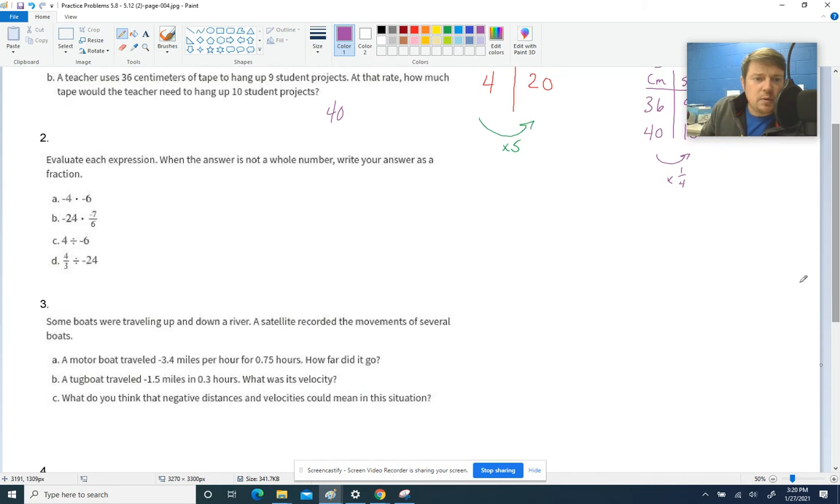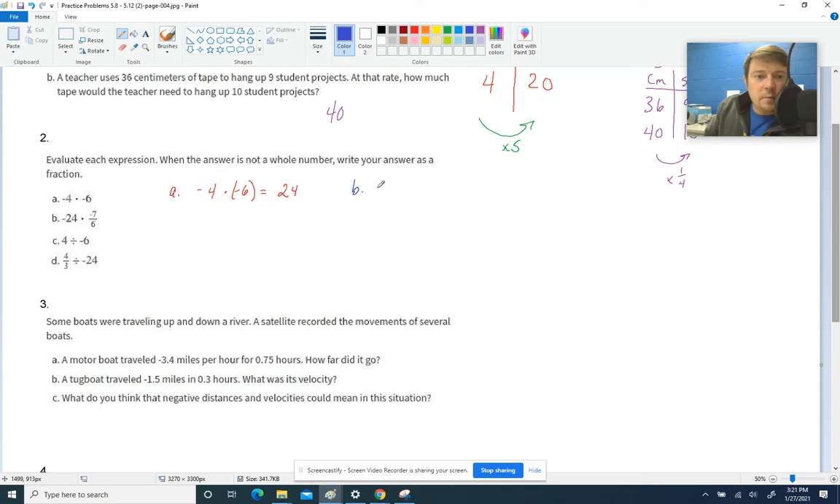Okay, evaluate the expression when the answer is not a whole number. Write your answer as a fraction. Okay, so the ones that we don't get whole, we're going to have to write it as a fraction. That's pretty easy. So let's do part A right here. -4 times a -6. We have learned that a negative times a negative is a positive. And 4 times 6 is 24. So pretty easy start for us there.